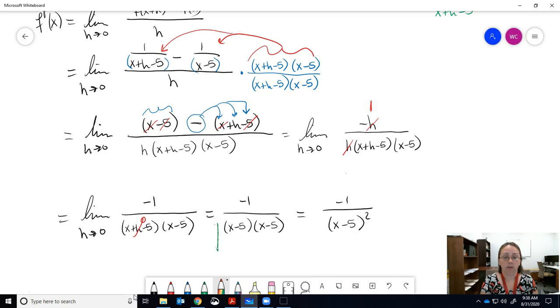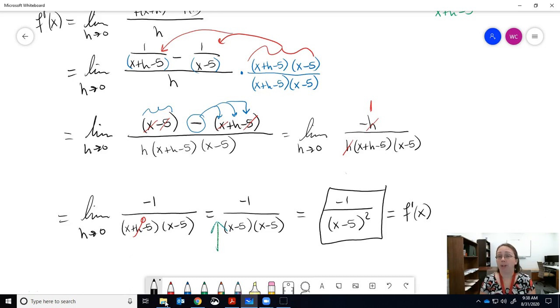Notice right here, I got rid of my limit notation because I let h go to 0, the limit is gone. So at that point, limit's gone. This is our answer. What did we find here? Remember, we were looking for the derivative. So this is the derivative of f at any point x. Plug in whatever x you want, and you're going to find the slope of the tangent line at that point.